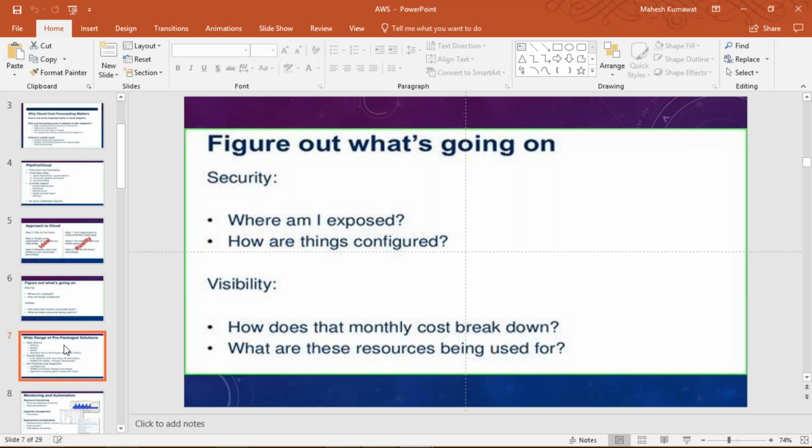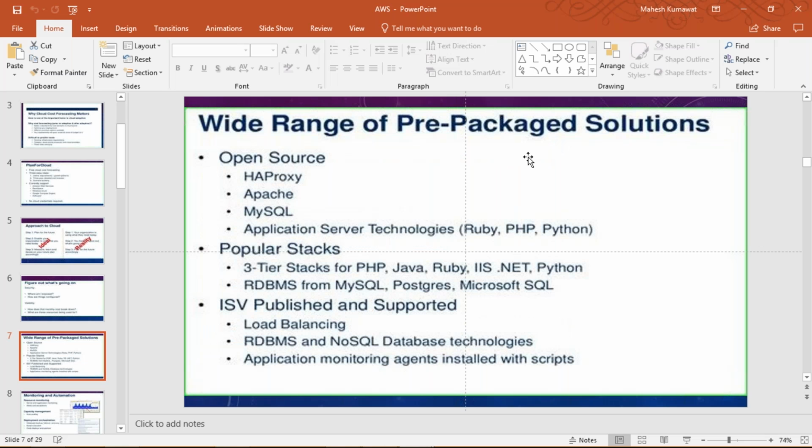So there is a wide range of pre-packaged solutions in AWS. Open source like HAProxy is available, Apache, MySQL, and also application server technologies: Ruby, PHP, and Python. These are the open source kind of stuff. If you're working on cloud solutions, we have some open source available, like OpenStack, but it depends on your company or organization whether they will accept it or not.